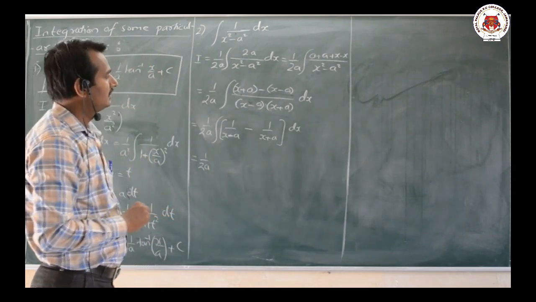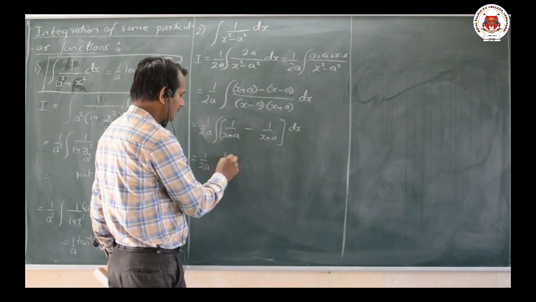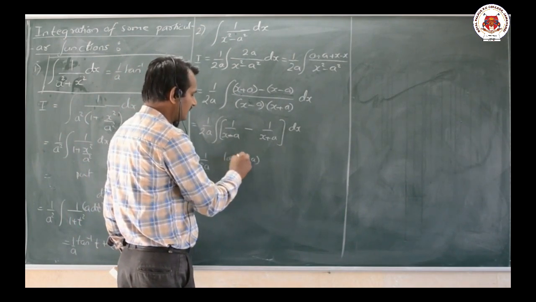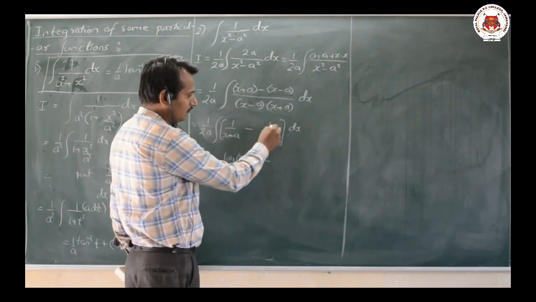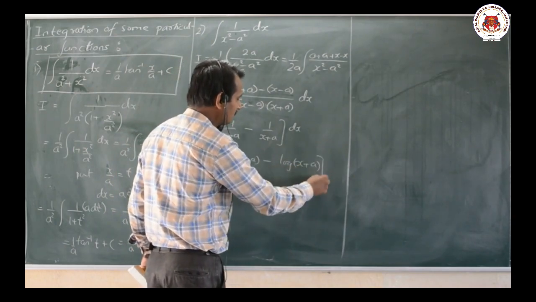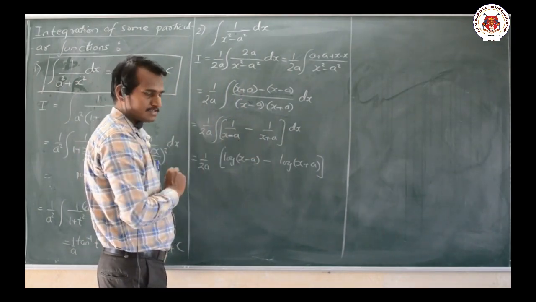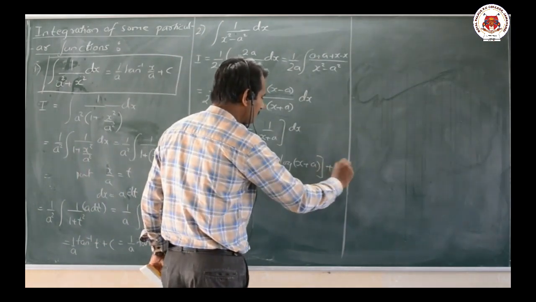So now what we get here is 1 by 2a integration of 1 divided by x minus a, that is nothing but log of x minus a, minus of what we have, 1 divided by x plus a, means log of x plus a. Integration of 1 by x means log x, okay, plus an integral constant c.